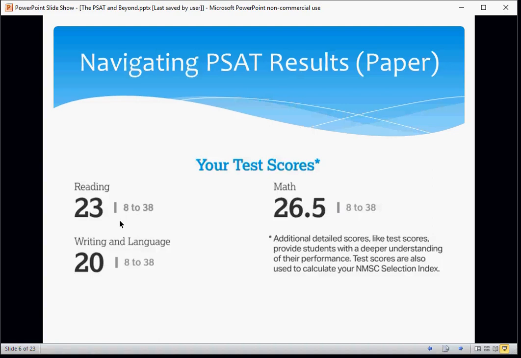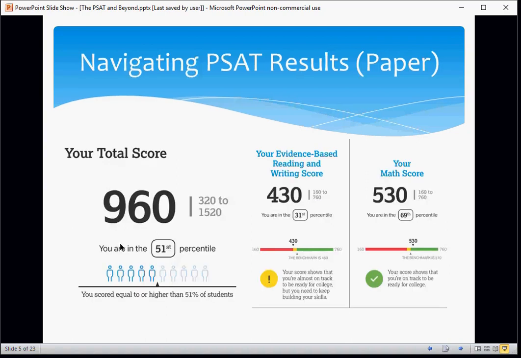There's a reading section and a writing section on the PSAT. In order to get the overall score, you add these two numbers together, the 23 and the 20, and that gives you 43, and you multiply by 10 to get the scaled score of 430, which we just saw on the previous slide. That's where that comes from.